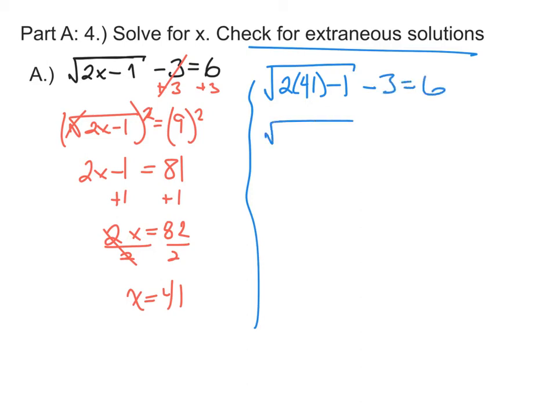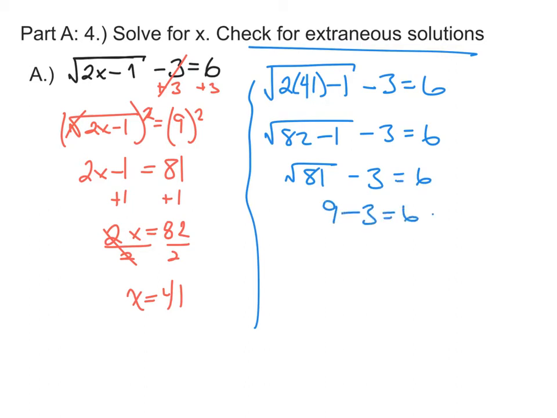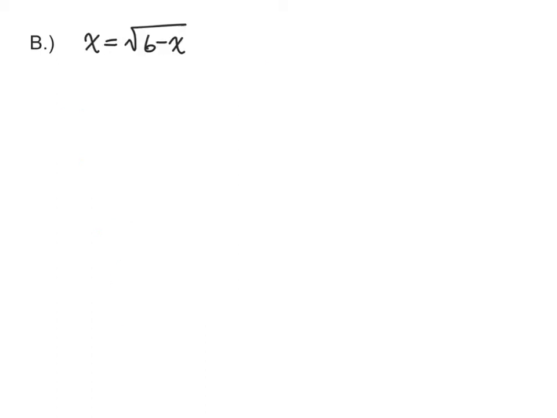Well, start simplifying. 2 times 41 is 82. Square root of 81. Square root of 81 is 9. And 9 minus 3 is 6. So as soon as we can see that that's true, we go back and we say, yes, x equals 41 is our answer. Let's do it again, now with x equals square root of 6 minus x.